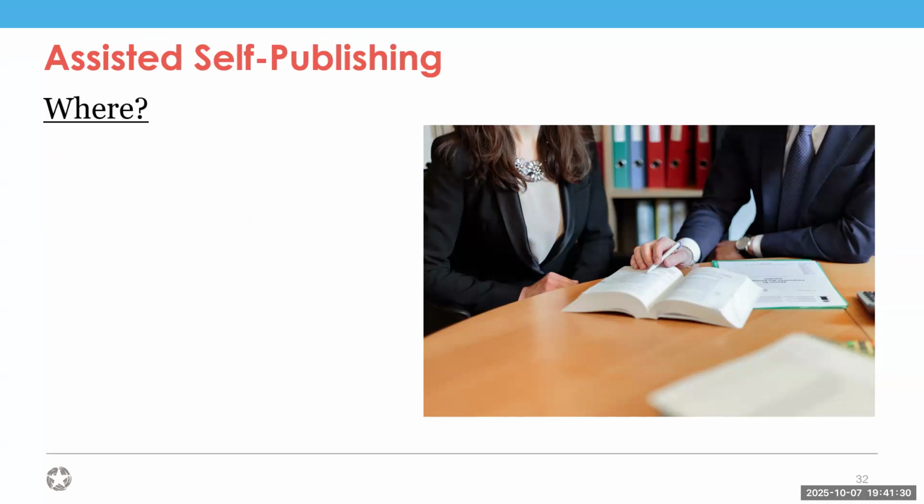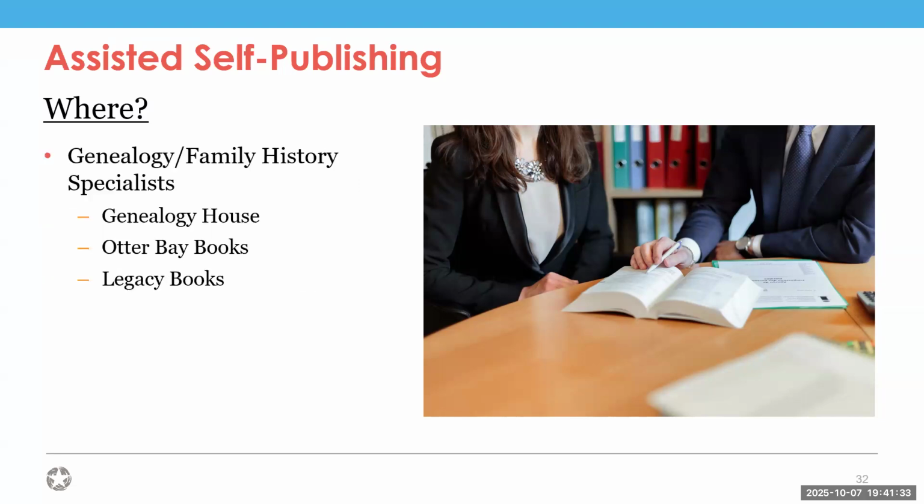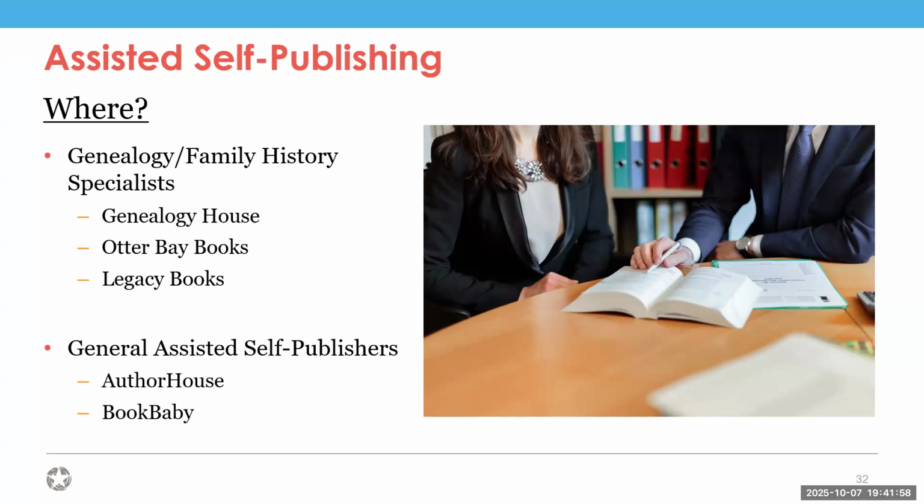And also, where can you find these assisted self-publishing options? So as we mentioned, genealogy and family history publishing specialists. There's Genealogy House as one example. Otter Bay Books is another one. And Legacy Books are three examples of specialists in this area of publishing. Also, some general assisted self-publishers are Author House and Book Baby, which I've never heard of until recently.